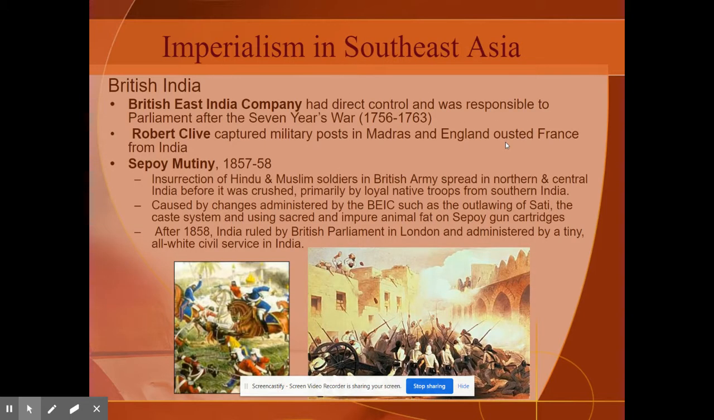The British in India, you're going to see the British East India Company had already been hard at work in the 1750s and 1760s in establishing control over India. This was under Robert Clive. Clive was a brilliant strategist economically and politically in India. How he did it was he influenced the Rajas.